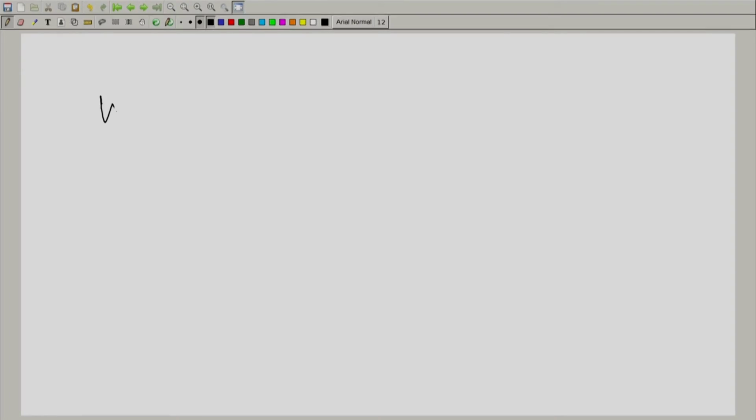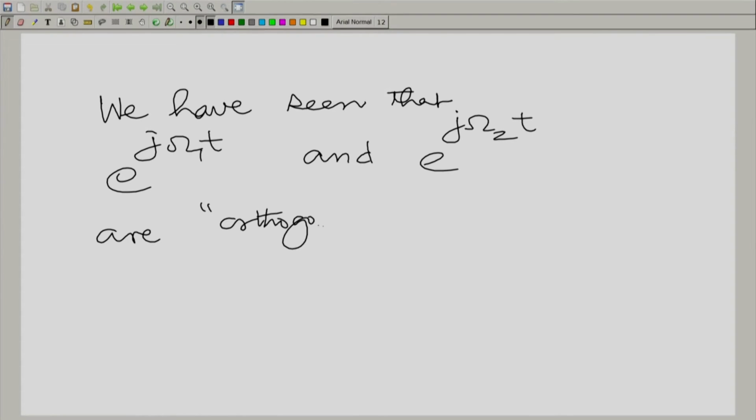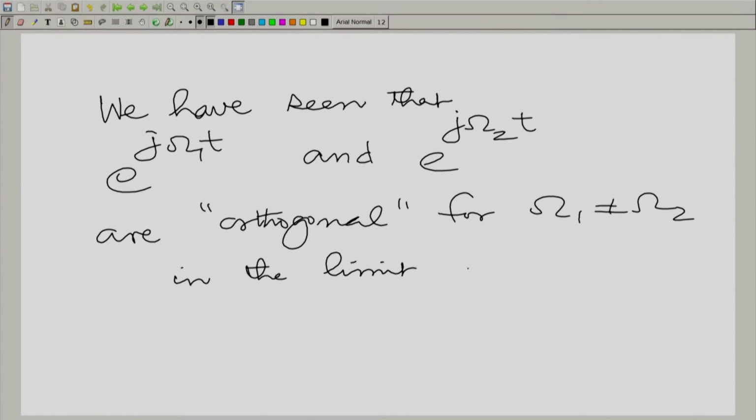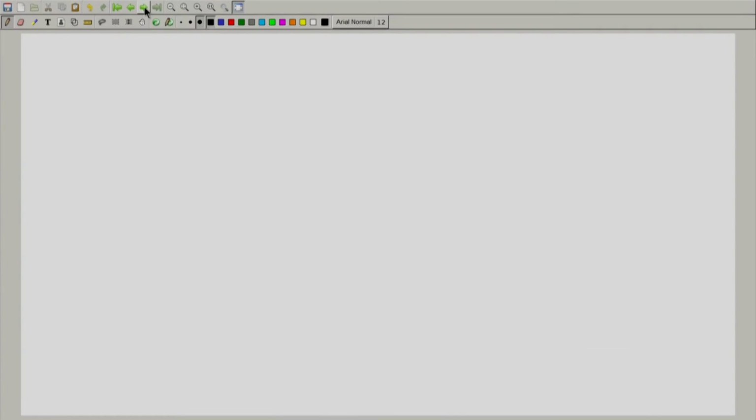So, in a sense what we are saying is that when you take 2 different angular frequencies, you are talking about 2 perpendicular, orthogonal functions. Let us write that down clearly. So, we have seen that e raised to the power j omega 1 t and e raised to the power j omega 2 t are orthogonal for omega 1 not equal to omega 2 in the limit when all t is considered.